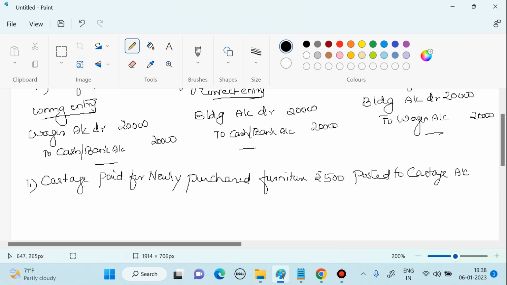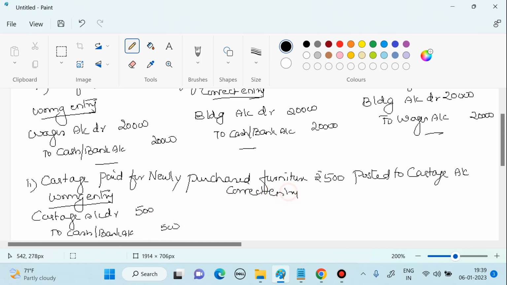But what happened? They posted it to cartage account. Cartage account is an expense account. So a capital expenditure got posted as revenue expenditure. The wrong entry that was passed was cartage account debit to cash or bank account, 500. The correct entry that should have been passed is what? Furniture account debit. You should add it to the value of the asset that you purchased, in this case furniture, to cash or bank account.